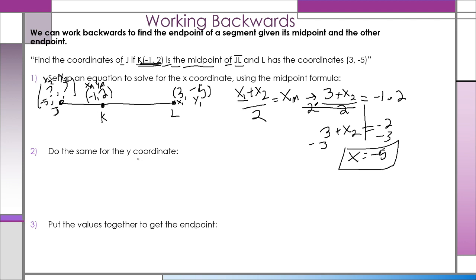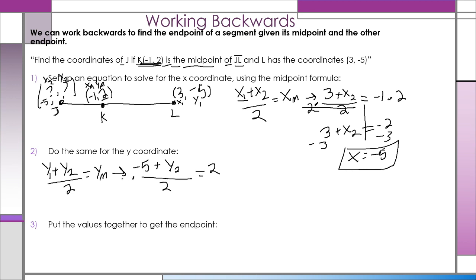And then to get the y's, we do the same thing. So remember, for the y coordinate, it's y1 plus y2 over 2 is equal to the y middle, or ym. So we plug in what we know for L. We know that L's number is -5, plus we don't know what J's number is, so we just call that y2, over 2 is equal to the middle y, which we know is 2.